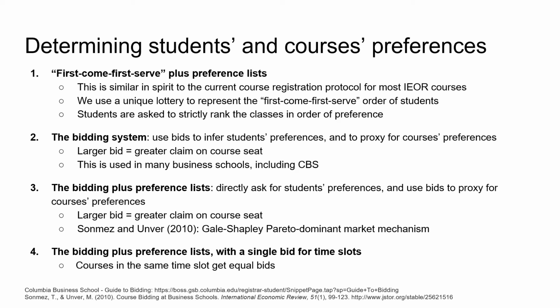In the second method, each student is given a positive bid endowment to allocate across the courses. We assume students bid higher on preferred courses, and courses prefer students with higher bids. However, Sonmez and Unver pointed out that preference inferred from bidding cannot reflect students' true preference. To test this, we also directly ask students for their preference on courses in the third method.